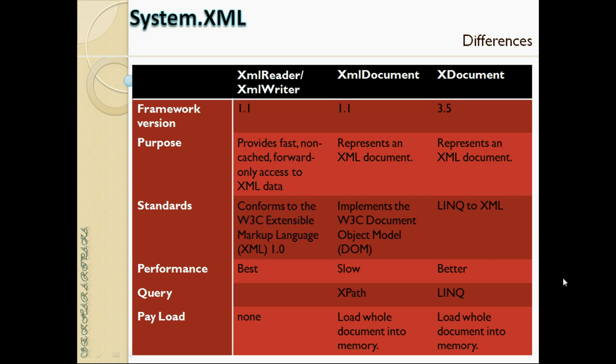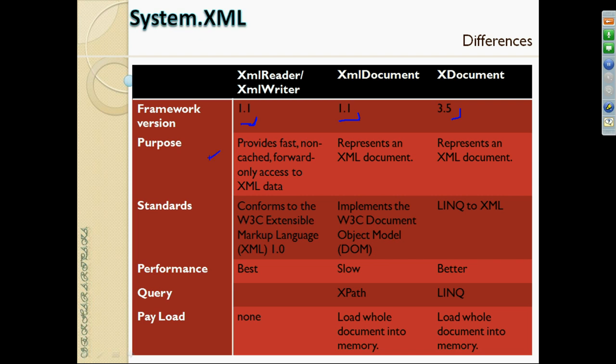So the first one is XML reader and writer and XML document. Both of them are available from framework 1.1 onwards. And of course, they were very primitive when they were available in 1.1, and today with framework 4.0, and of course the forthcoming 4.5 framework, which is not yet there, they have much richer features included. And of course, X document, as I've been saying, is part of framework 3.5. This one came along with support for LINQ, which is language integrated query.